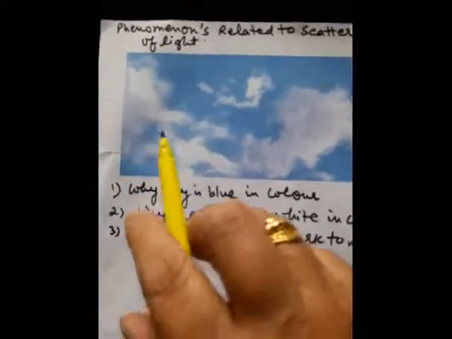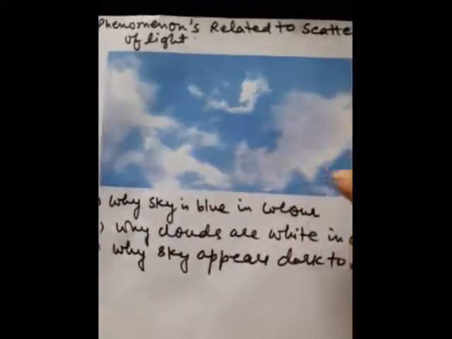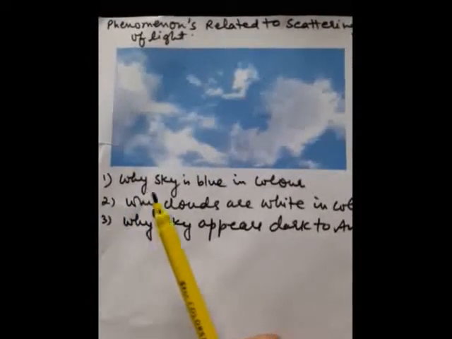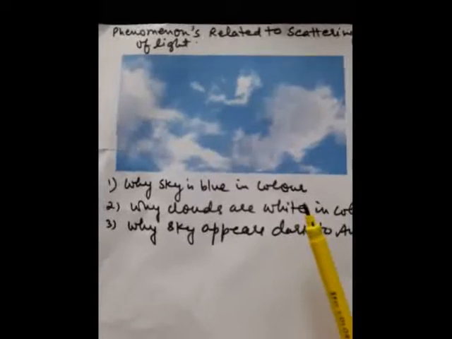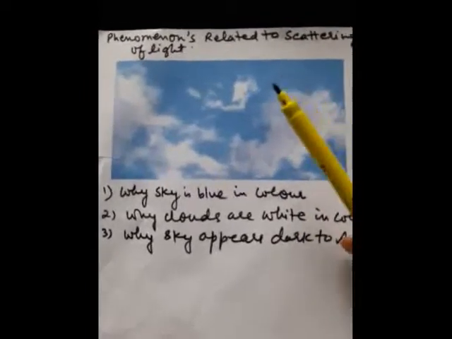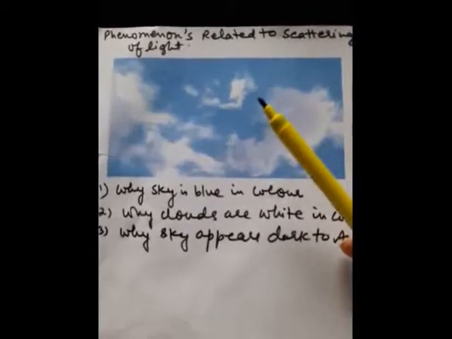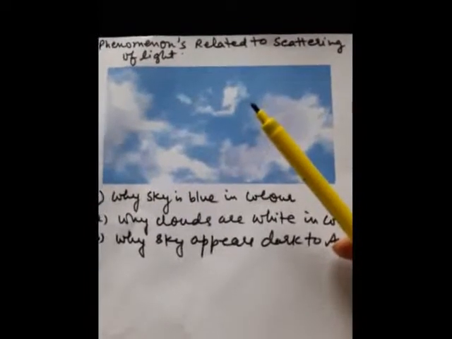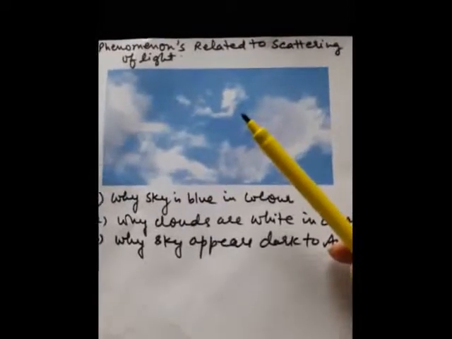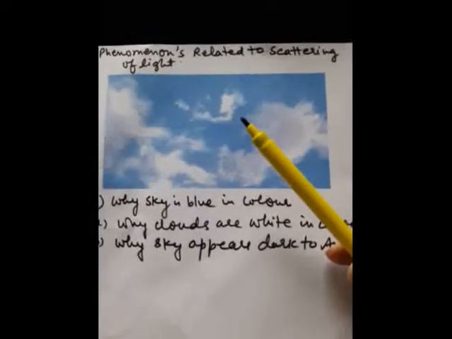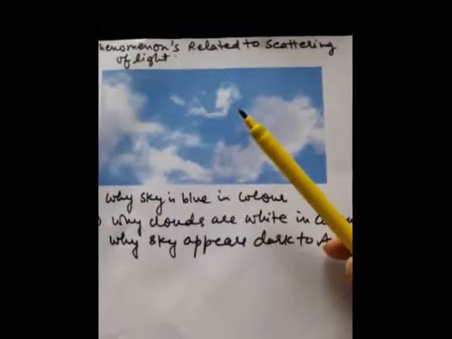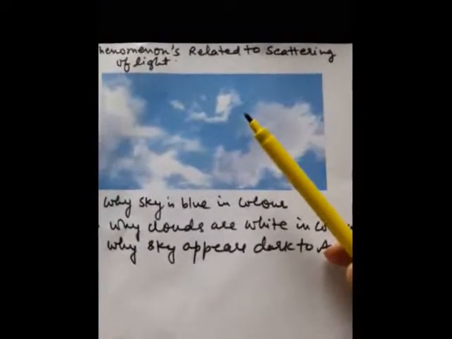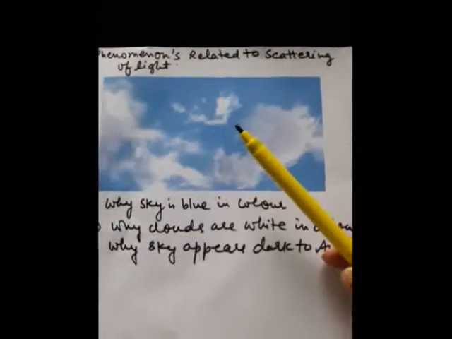Yes, students, now we will do phenomena related to scattering of light. First one is why the sky is blue in color. The reason is when sunlight enters the earth's atmosphere, it has very fine particles of gases. So when sunlight strikes these very fine particles of gases, it scatters blue colored light of short wavelength maximum, and the sky appears to be blue.